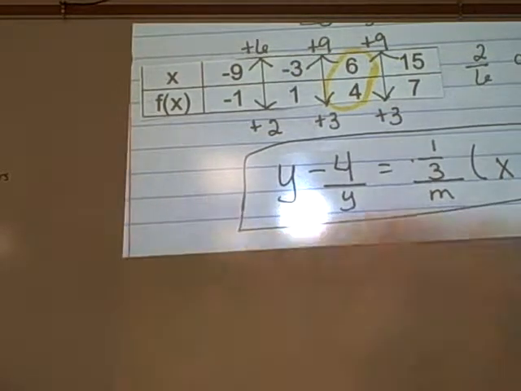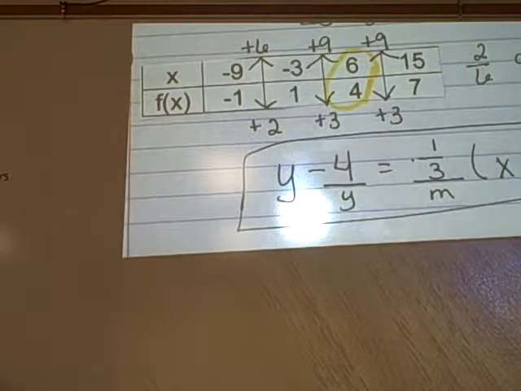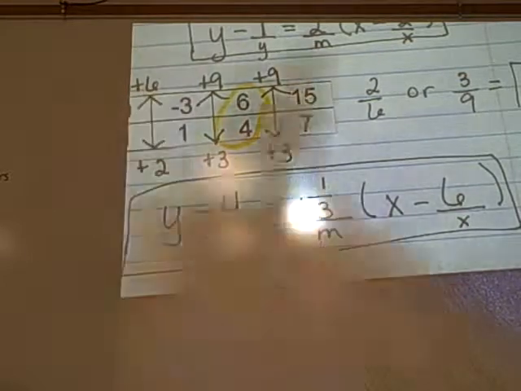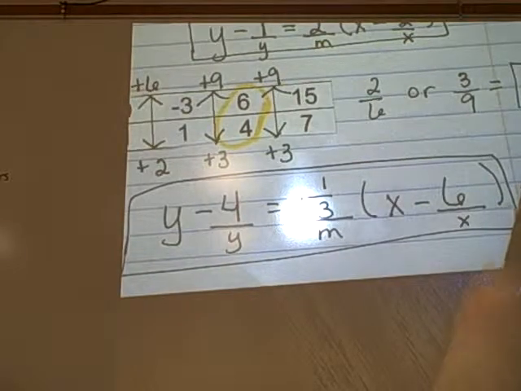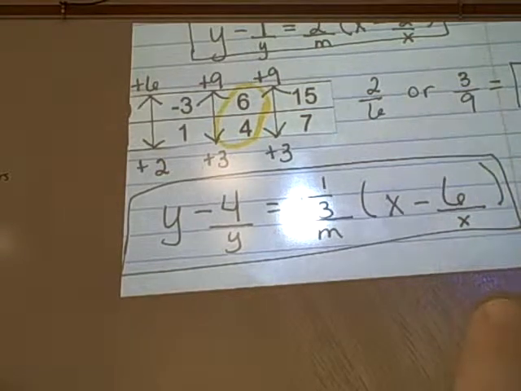Okay, so everybody got that equation? Yes. 1/3 is the slope. Oh, she figured it out, sorry. Because I zoomed in, you couldn't see it. The 1/3 right there. It's 2/6 or 3/9, it's gonna reduce to 1/3.